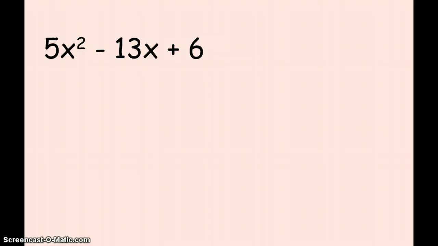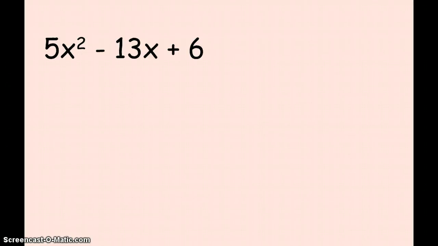Another example might be 5x squared minus 13x plus 6. Now this one's going to be a little more challenging, but we first start off, as always, looking for the GCF. There is no GCF available. 5, 13, and 6, nothing common to factor out of those three coefficients. There's not an x in each term, so we're going to go ahead and begin our AC method.